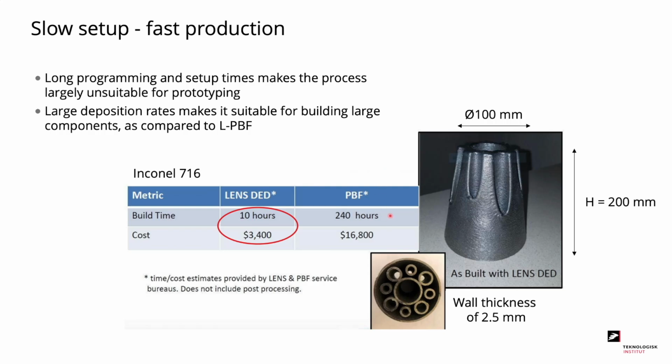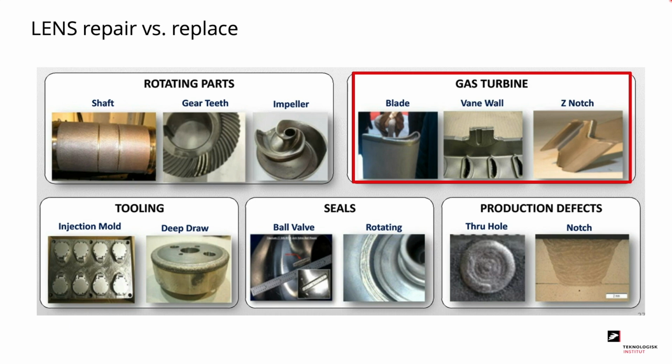the build time will be around 240 hours and the total cost would be $16,800. If we, on the other hand, produce the same amount of components using the LENS DED process, it would only require 10 hours of build time and cost $3,400. In the following slides, we will have a look at how LENS can be used for repairing parts instead of replacing them. Specifically, we will be looking into repairing components in gas turbines.